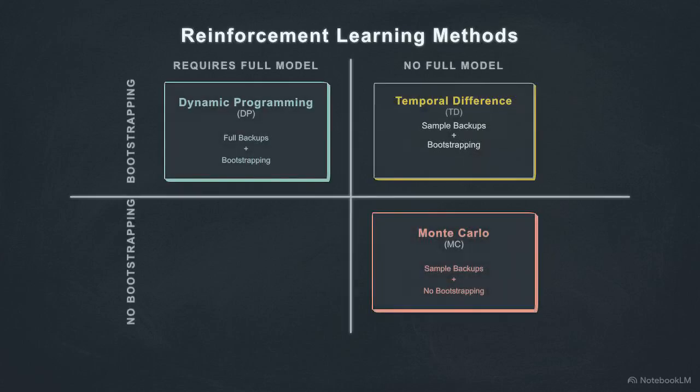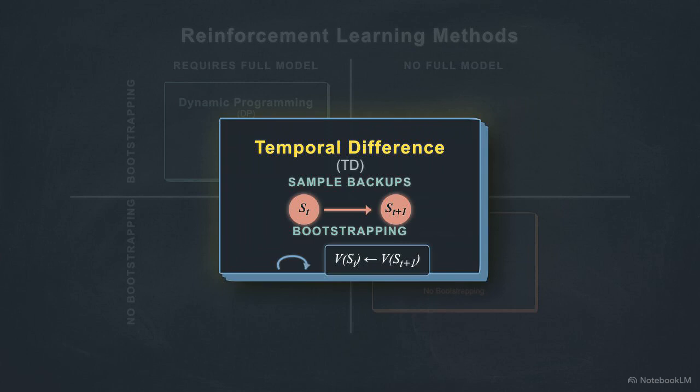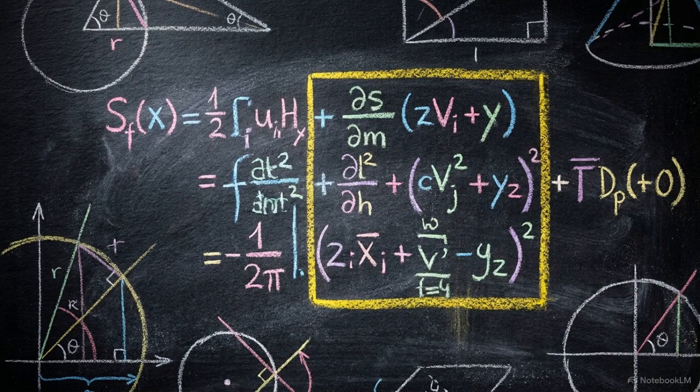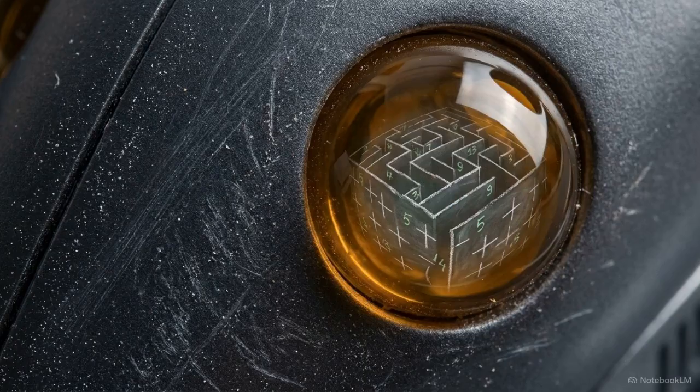This matrix compares three approaches based on requiring a full model and bootstrapping. By isolating the temporal difference quadrant, we see it relies on sample backups, learning step by step, and bootstrapping, updating current estimates based on other learned estimates. The structure of this update rule allows for a critical shift in logic. By modifying the target term, we define whether an agent learns from the actions it actually takes or those it identifies as theoretically optimal. This architecture allows agents to update their understanding of reality in real time, using current observations to refine future predictions without requiring a final outcome.